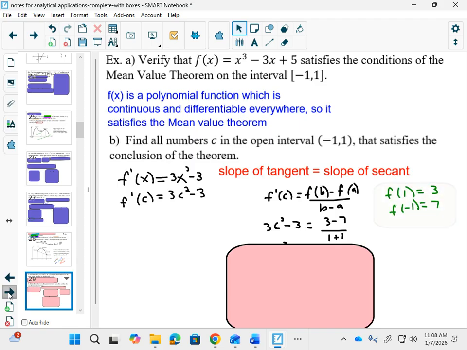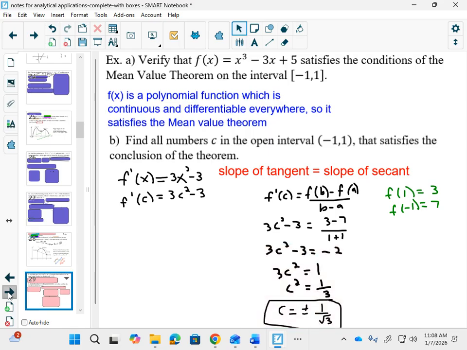And here are our values. If I plug in 1 into my original equation, I get 3. If I plug in -1, I get 7. So 3 minus 7 over 1 minus -1, which is positive 2. I get a slope of -2. And my derivative is 3x squared minus 3. So at some point C, it would be 3c squared minus 3. And now I'm just trying to solve that equation.